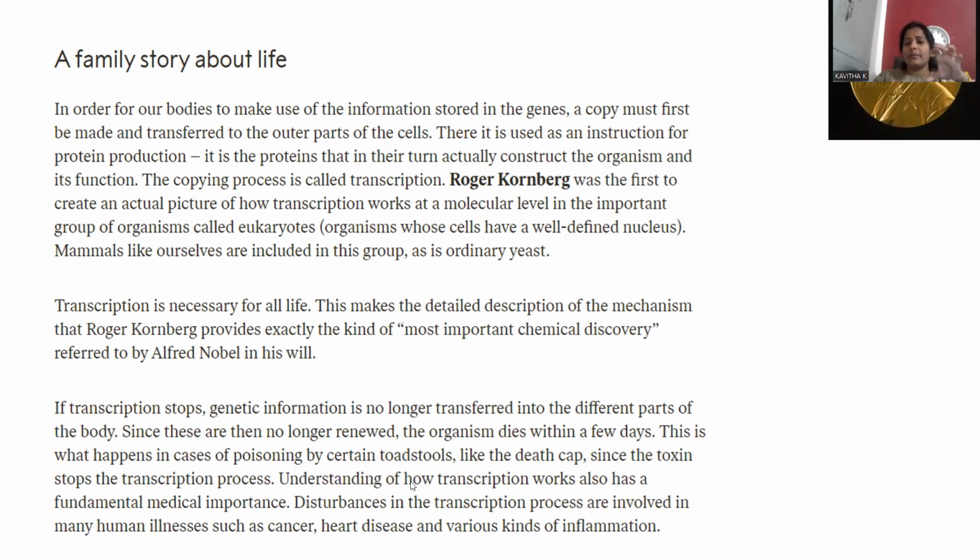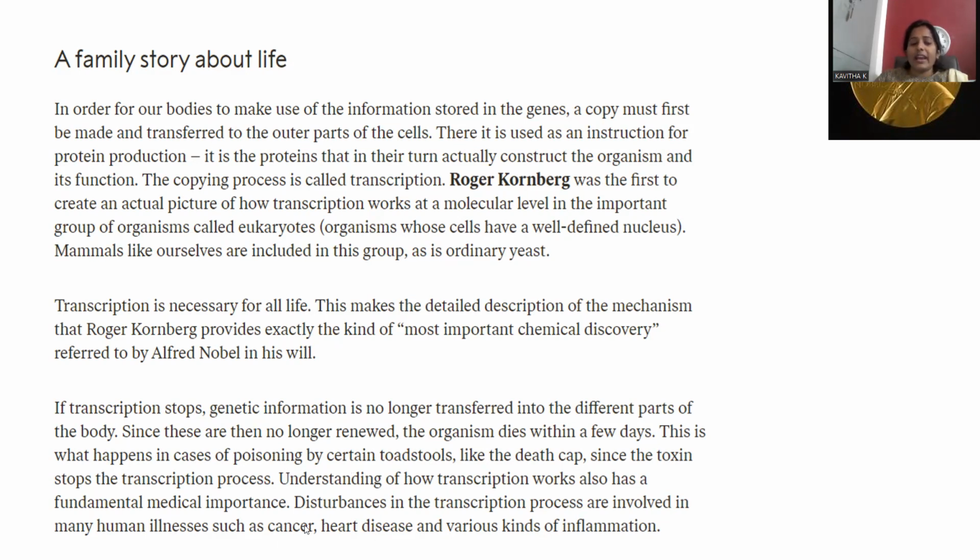So that organism may not find new genetic matter over there. So that organism may not grow further, and subsequently it will die in very few days, right? This is what happens in the case of poisoning. Whatever toxins enter the organism will stop the process called transcription, so that genetic matter extension may not be possible, right?